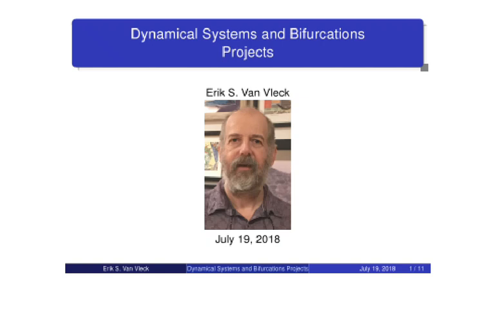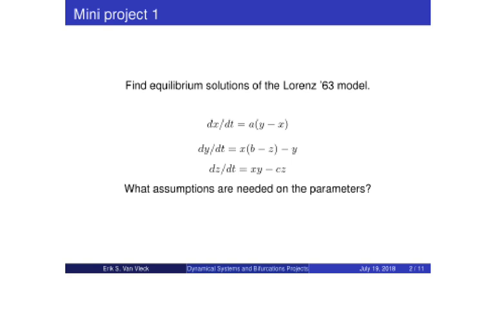In this video, we provide guidance on how to complete the mini projects associated with the lecture's dynamical systems and bifurcations. The first mini project involves finding equilibrium solutions for the Lorenz 63 model.